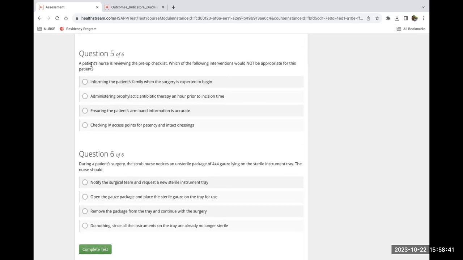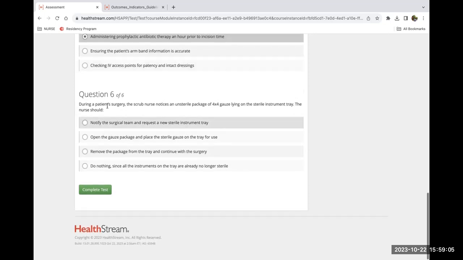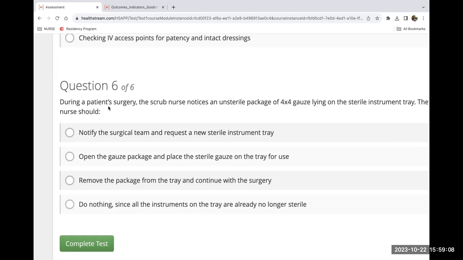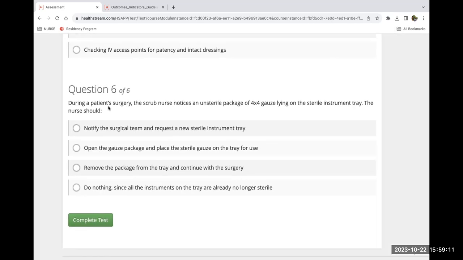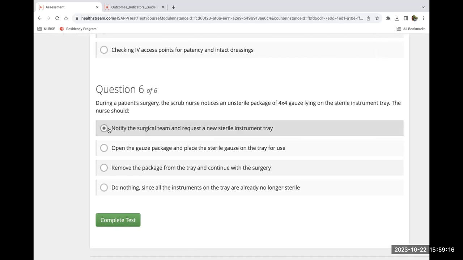The patient's nurse is reviewing the pre-op checklist. Which of the following interventions would not be appropriate for this patient? Informing the patient's family when the surgery is expected to begin, administering prophylactic antibiotic therapy an hour prior to incision time. It should be 30 minutes prior to incision time. During the patient's surgery, the scrub nurse notices a sterile package of 4x4 gauze lying on the sterile instrument tray. Notify the surgical team and request a new sterile instrument tray.